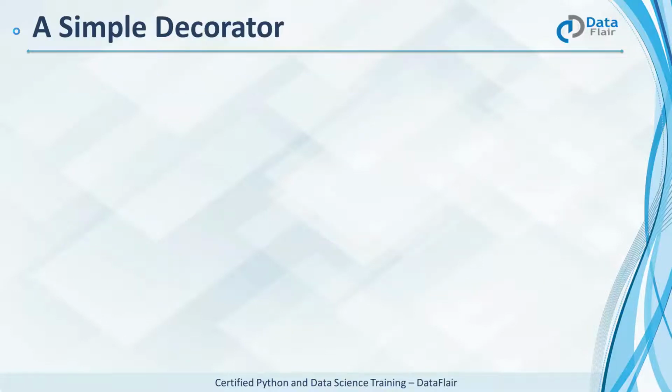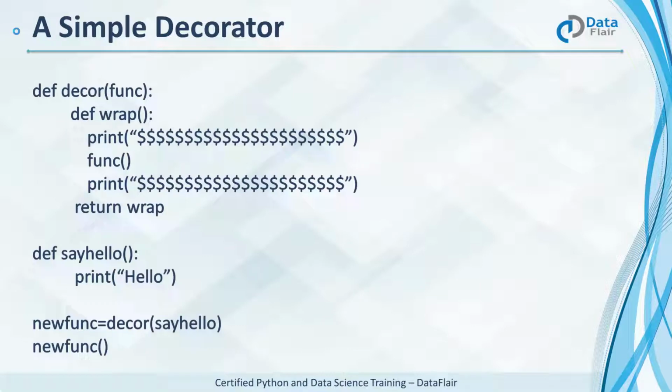Let's take a simple decorator. We have a function decor. This holds a function wrap. This makes a call to func, the argument to decor, and adds print statements before and after this call. Finally, the decor function returns wrap. We also have a function sayHello that prints out hello.